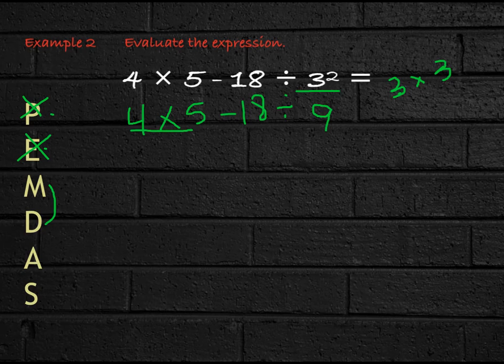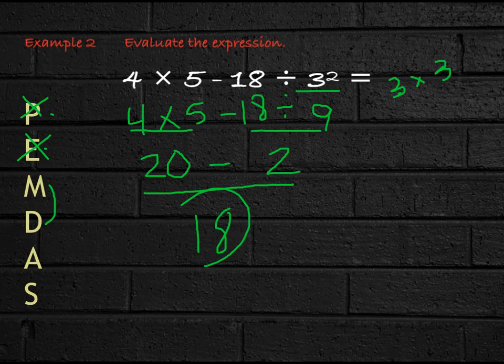We're going to move on to multiplication and division from left to right. So I see a multiplication problem here, and I see a division problem here. We're going to start on the left. 4 times 5 is 20, minus whatever we have here in the division problem, 18 divided by 9 would be 2. So now all we have left is 20 minus 2, which would be 18.